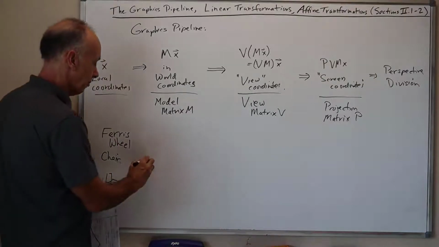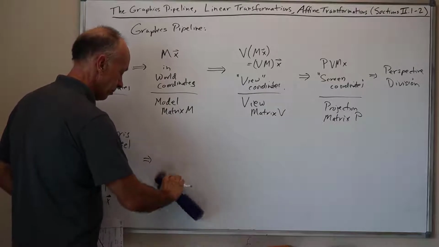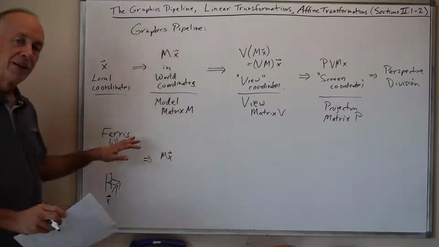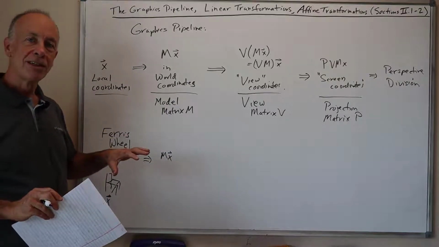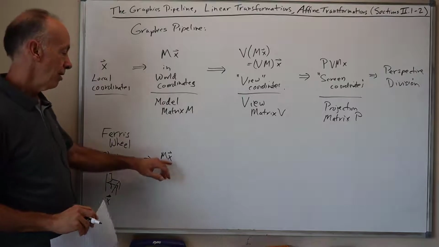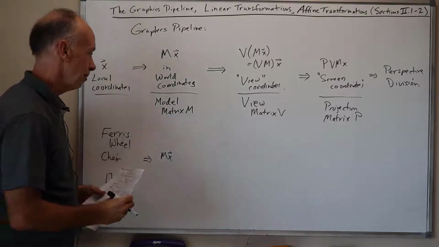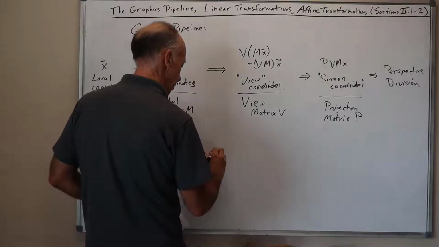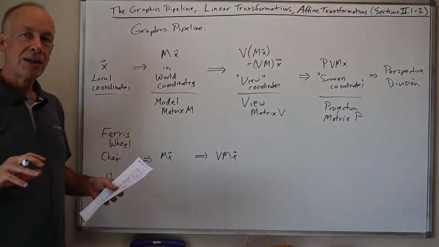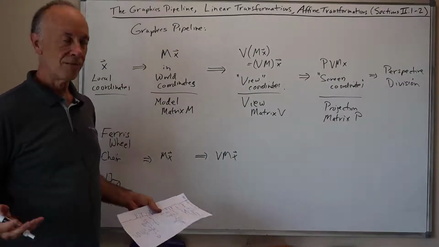And then you'd form Mx to move the chair to the appropriate position on the Ferris wheel. If the Ferris wheel is turning, the position might depend on time and so forth. So M would depend on time, and we'd move the point to world coordinates in the right place. And now we hit that with the viewer. VMx gives the position of the Ferris wheel relative to the viewer and describes where the point on the chair is relative to the viewer.